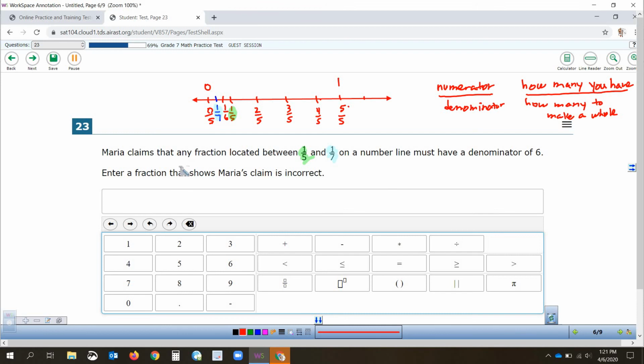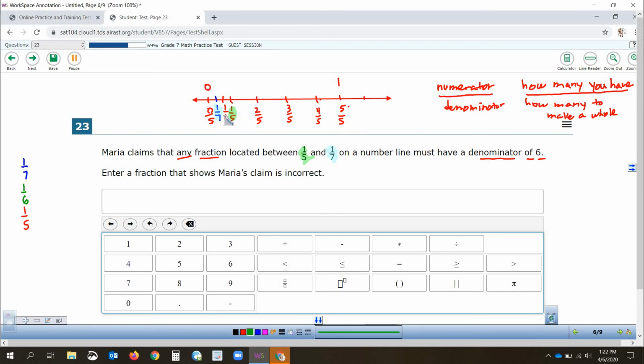And that part is true, except she said that any fraction between them must have a denominator of 6. Well, any fraction with a numerator of 1 between them would. But let's look at those fractions here. So let's take 1/7. Let's take 1/5. And let's look at 1/6 there.